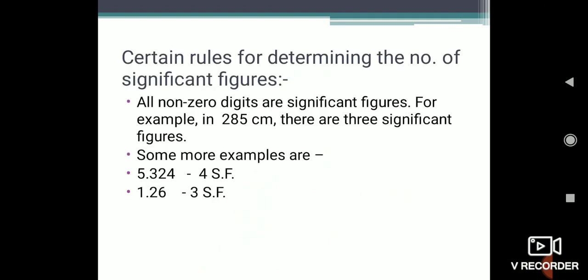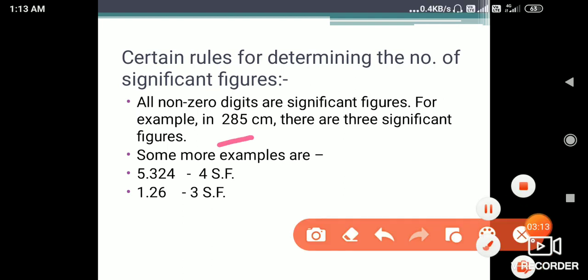Let us go with these rules one by one. The first rule is: all non-zero digits are significant figures. All non-zero means there will be no zero. All the numbers like 1, 2, 3, 4 going up to 9 are considered as significant figures. There is an example given, 285 centimeter. Here all the digits are non-zero, so the significant figures are 3.